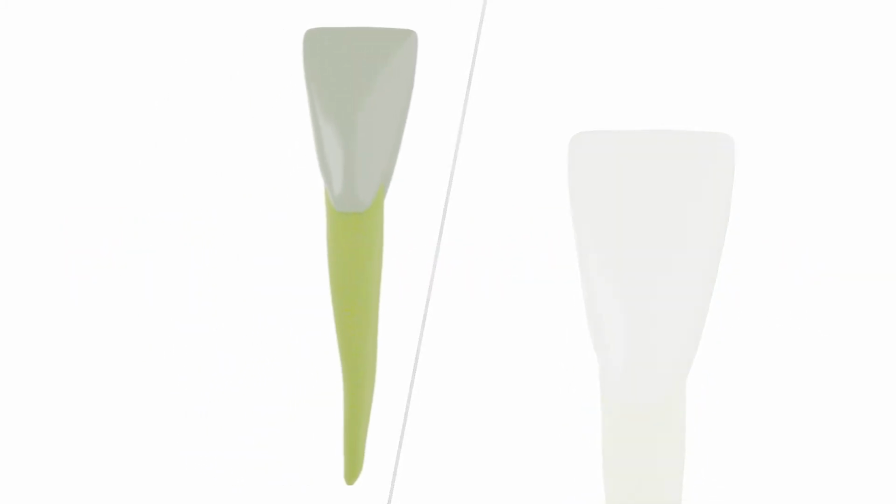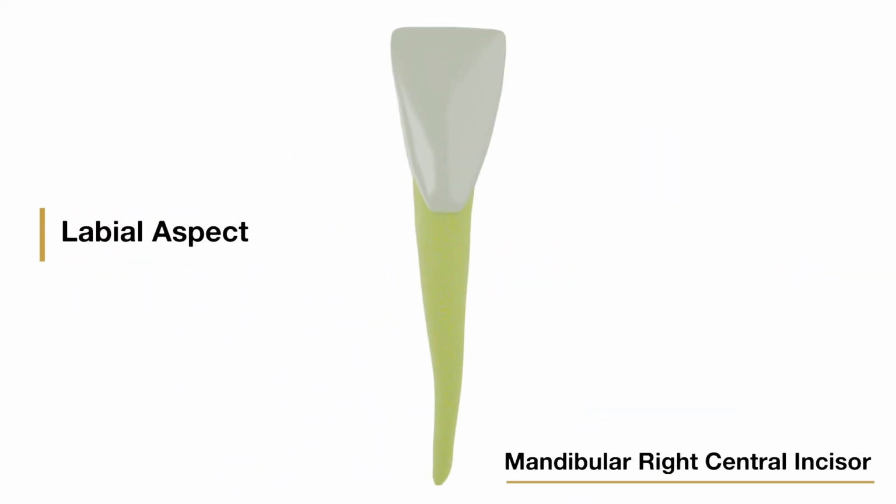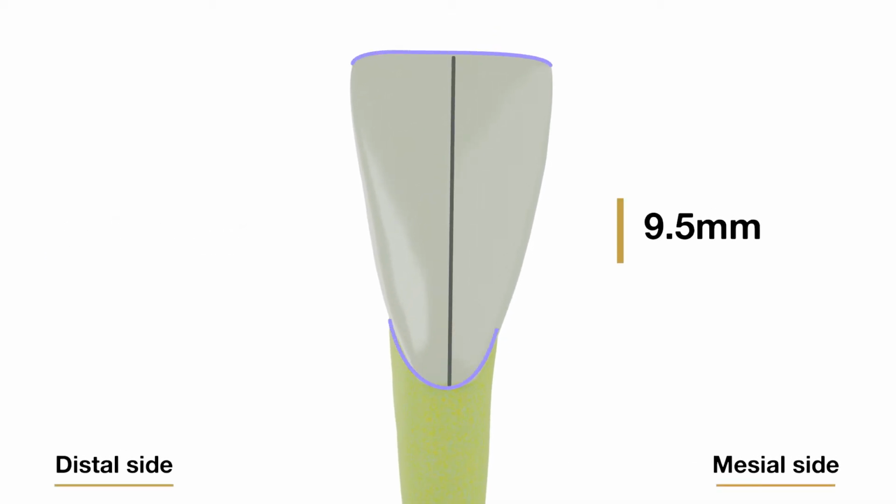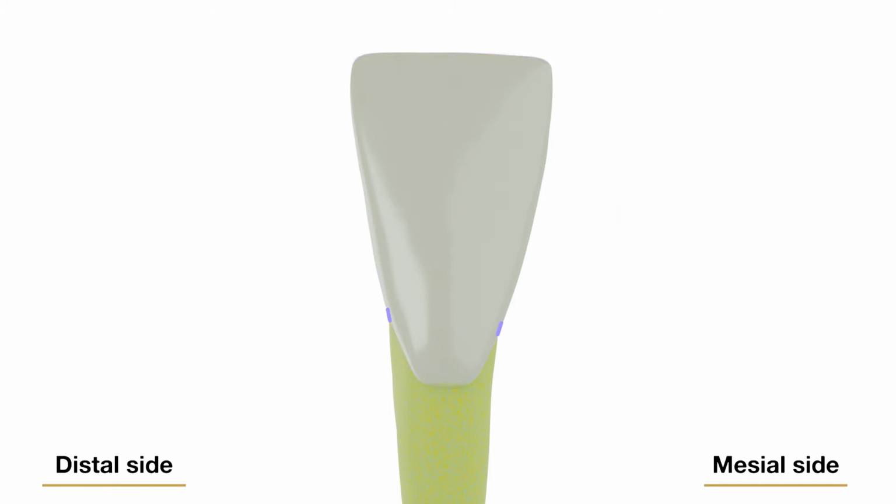Now, let us start with the labial aspect of the mandibular right central incisor. The average length of the crown is 9.5 mm from the cervical line to the incisal edge. Mesial and distal outline flares outward from the cervical line till the contact areas that lie in the incisal 1/3, after which it makes a straight line till incisal angles. Mesiodistal width of the crown is 5 mm at the contact areas. Mesiodistal width of the crown at cervix is 3.5 mm.